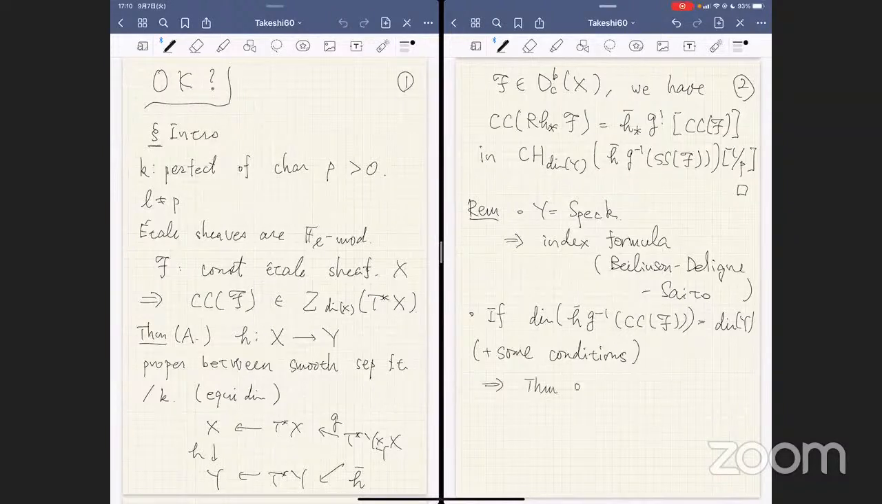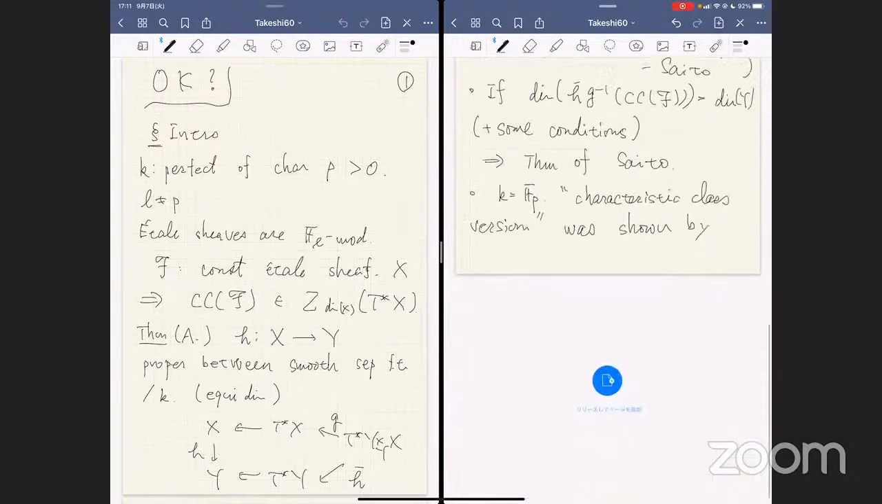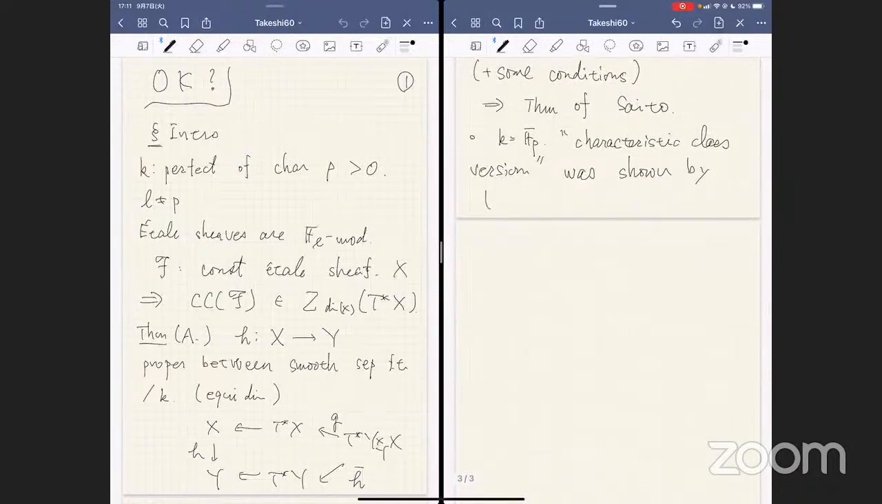Then this is a big theorem of Takeshi Saito. And another important case is when K is a finite field, and the so-called characteristic class version, a version that I recall in a moment. This was shown by Umezaki, Yang, Zhou. Okay.